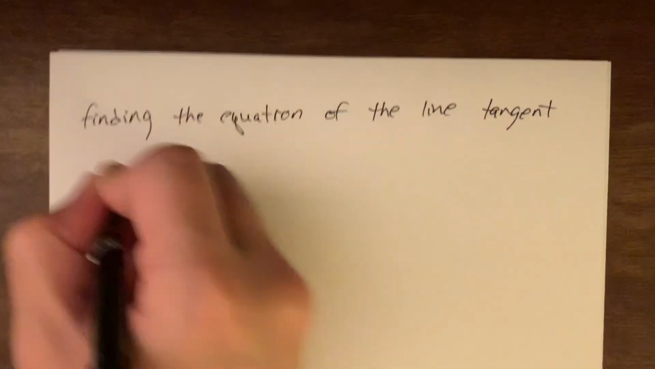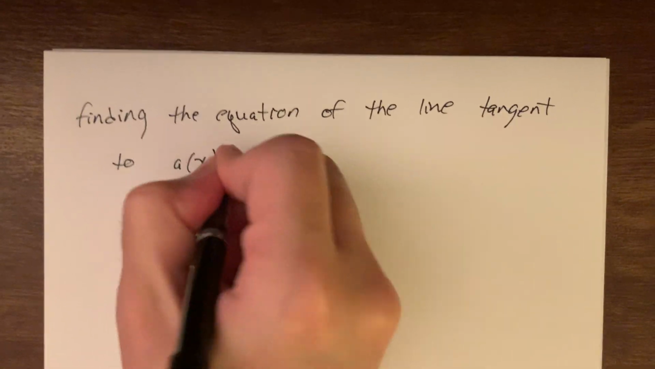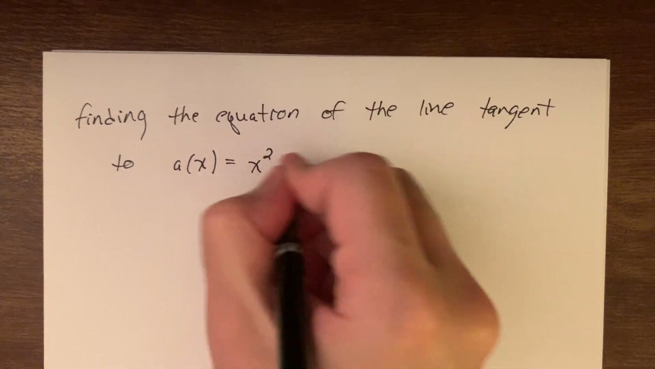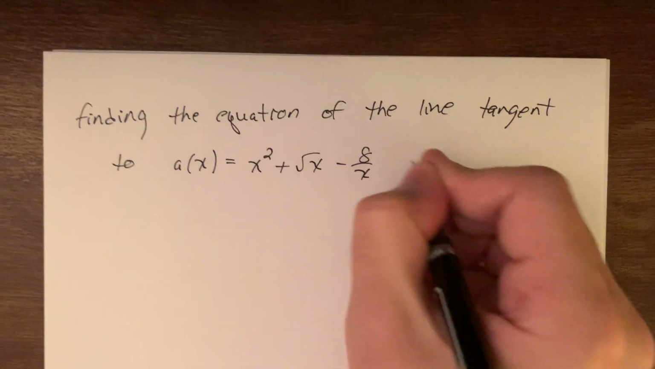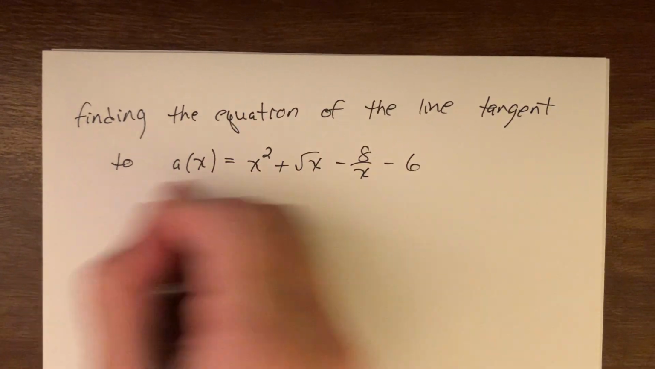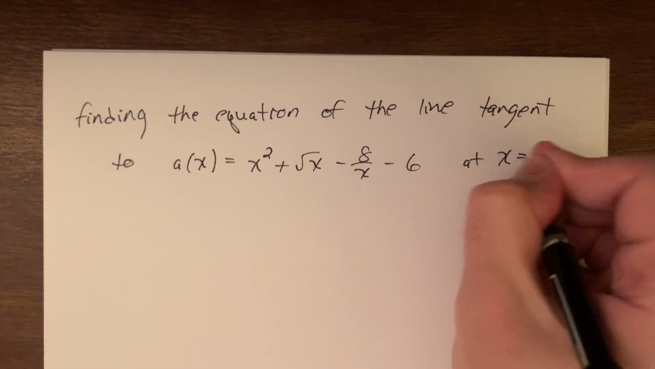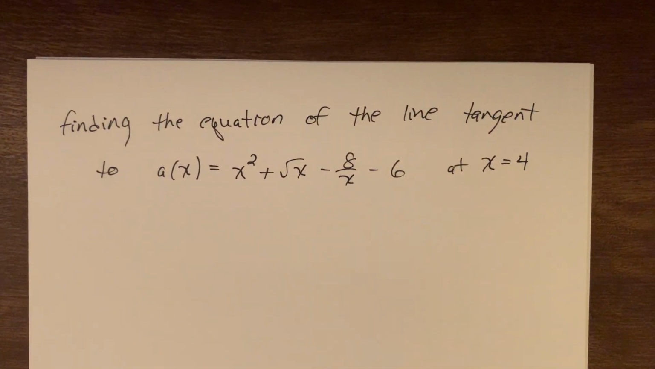tangent to the given curve, which for our first problem, let's use x squared plus the square root of x minus 8 over x minus 6. Let's use that function at x equals 4. So we've seen this question before. We haven't done too many of them, but we've seen this.